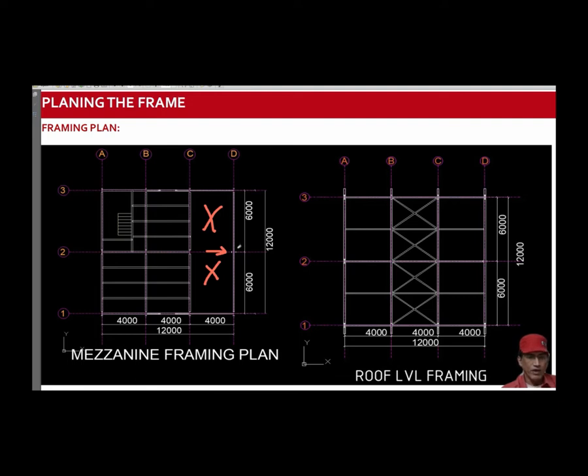So the orientation of the column has been kept in such a way that its major inertia is utilized. This is the I column. So if we see the major axis, this is the major axis. The inertia about the major axis is the major inertia. Major inertia is utilized to resist the load.